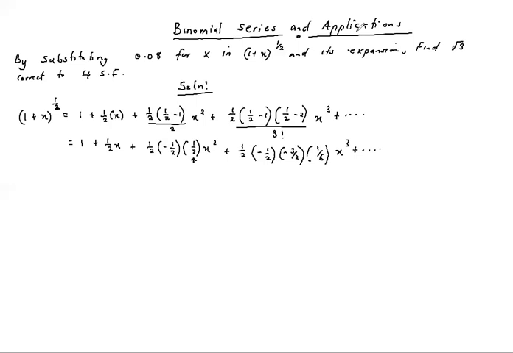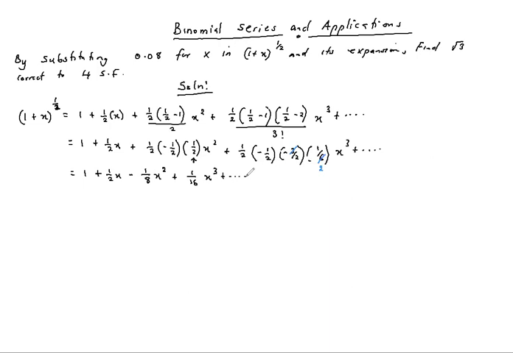Then this 3 reduces here to 2. So I have 1 plus half x minus 1 over 8 x squared, and then we count 1 to negative, so it will be plus, and we have 1 over 16 x cubed. Okay, now we have found the expansion, the series.